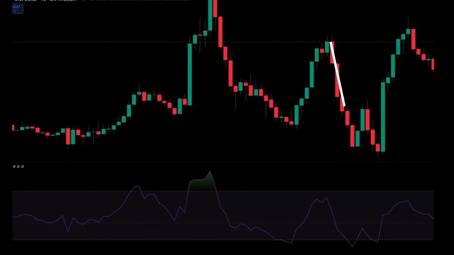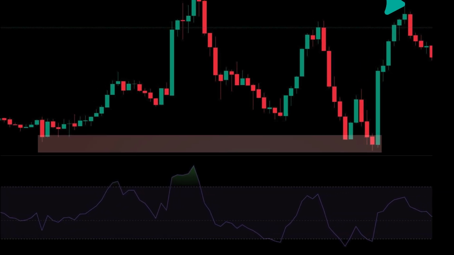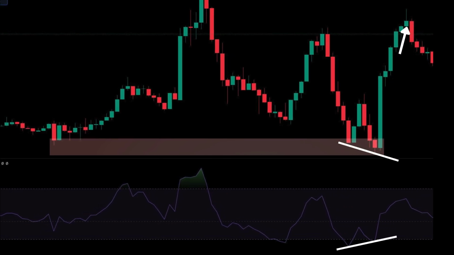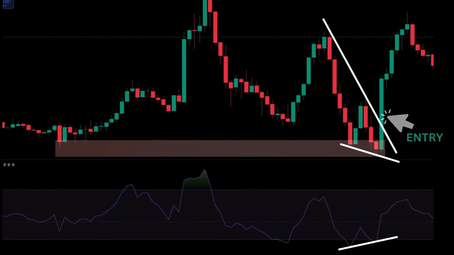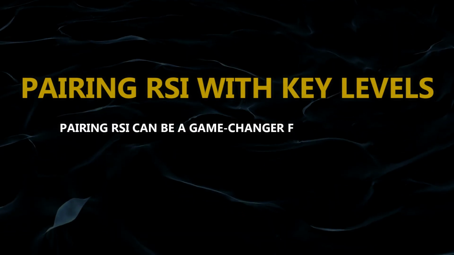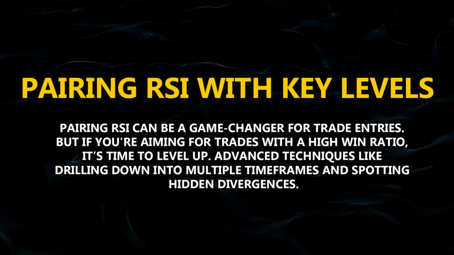Here the price is dropping down and creating a lower low, but on the left side it is reaching a key support level. At the same time, RSI is showing us a bullish divergence, and remember, we add a trend line to confirm our entries, because the trend line works like a second opinion before making any move. So pairing RSI with key levels can be a game changer for trade entries.